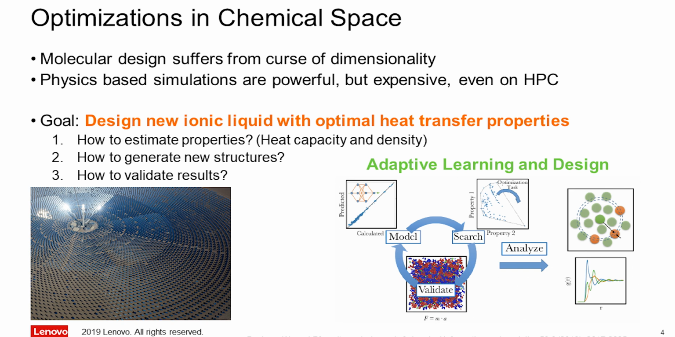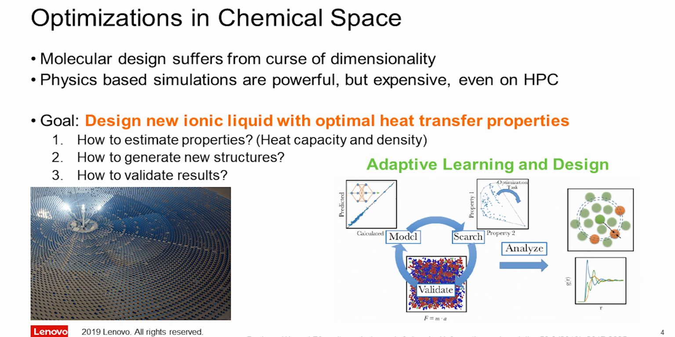Unfortunately, traditionally, molecular design has been a very, very challenging problem. It suffers from the curse of dimensionality because you can put atoms pretty much anywhere in space. And also, physics-based simulations take a long time, even on high-performance resources. So we're going to go ahead and try to use AI and ML to solve this problem.